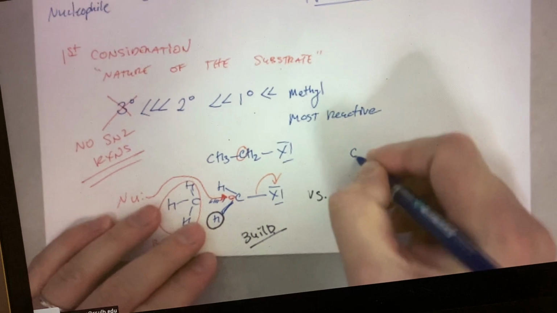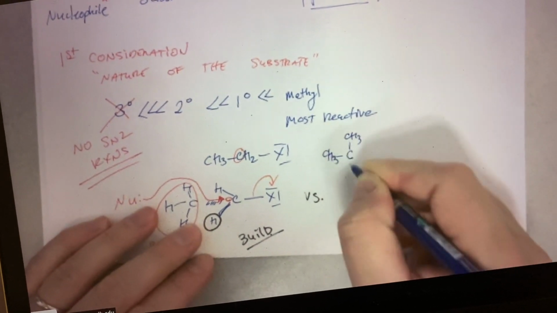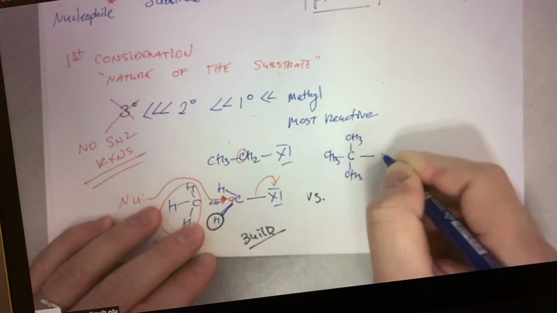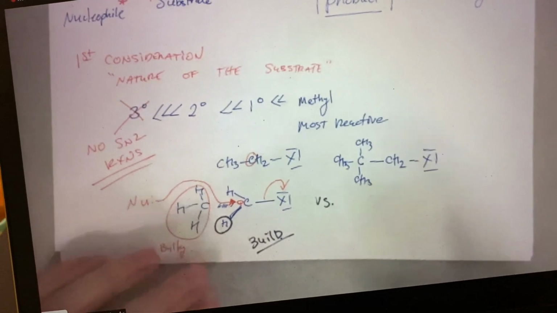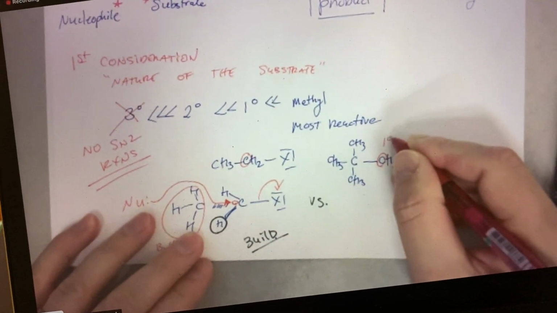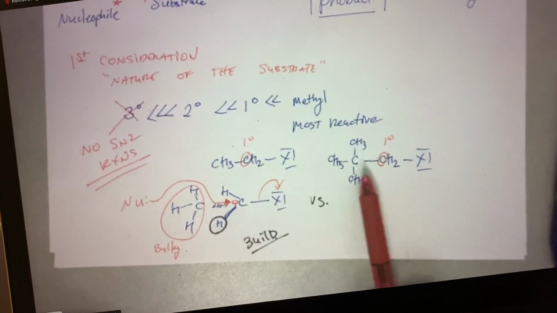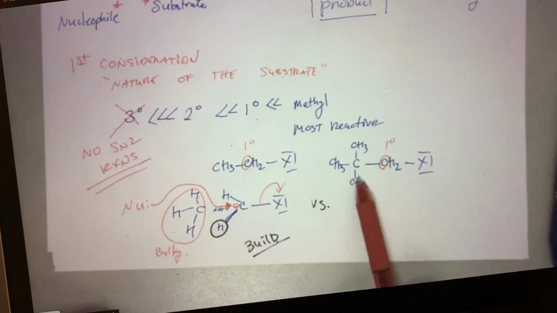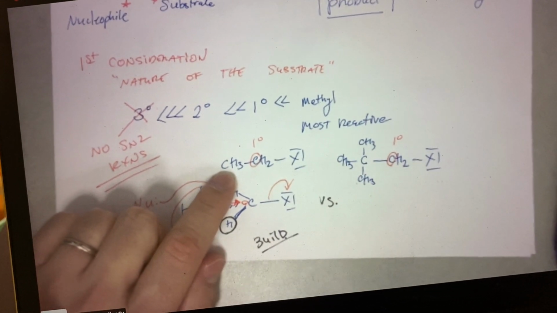I'm going to put a few extra accoutrements onto our substrate. This is still primary, just like the ethyl substrate was. So it's drawn kind of like an ethyl group, but then I replaced all the hydrogens at this position with methyl groups. So I put these groups on here.